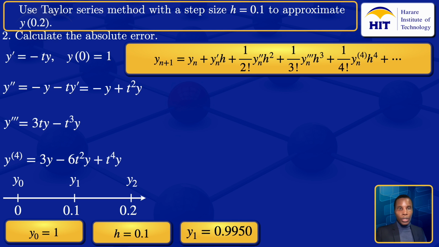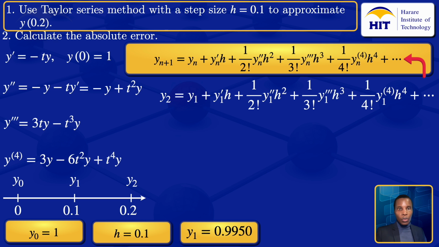So for us to get y2, we substitute n equals 1 in this equation here, so that y2 equals y1 plus y prime 1 h plus 1 divided by 2 factorial multiplied by the second derivative multiplied by h squared plus 1 divided by 3 factorial multiplied by the third derivative times h cubed, then plus the term where we have the fourth derivative.